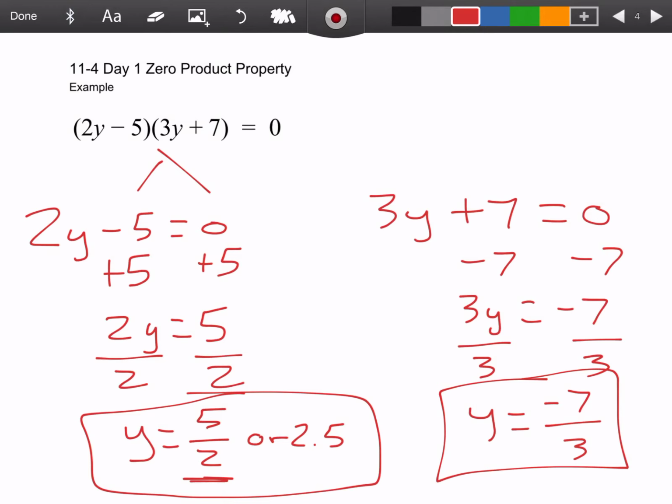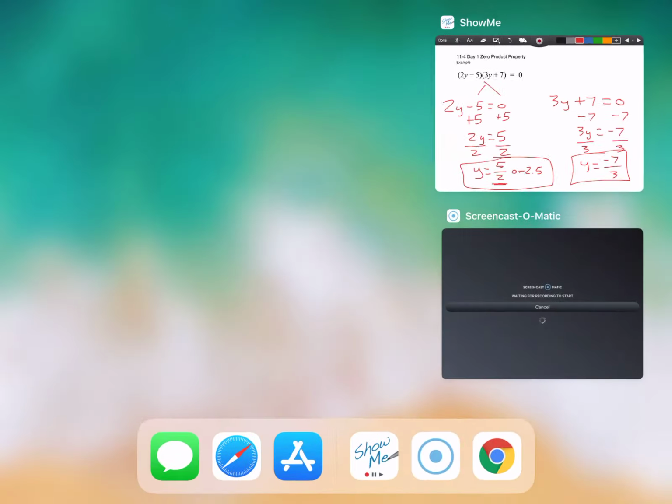So that's the zero product property, and that is something we're going to build off of with our next video. Hopefully these examples helped, and we will be available for any help that you need down the road.